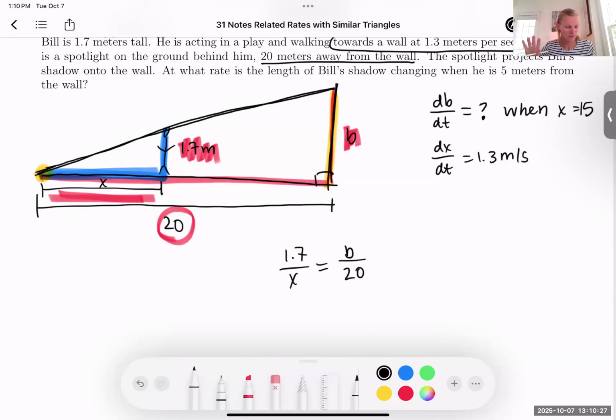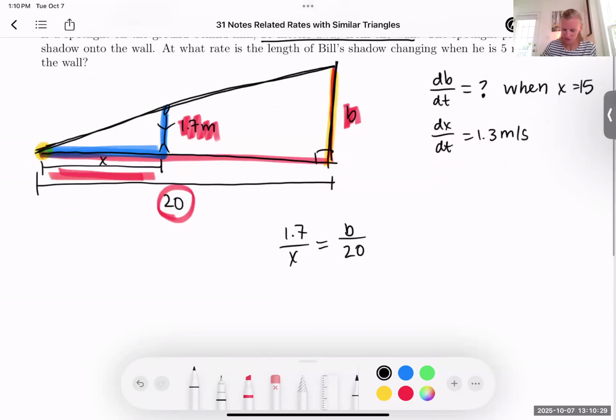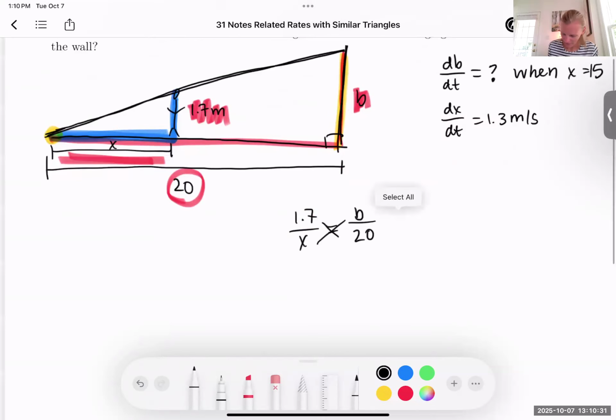It's oftentimes a good idea to simplify this relationship now. So we could go ahead and just cross multiply from here. If we cross multiply, we get 1.7 times 20, which gives me 34 is equal to X times B.